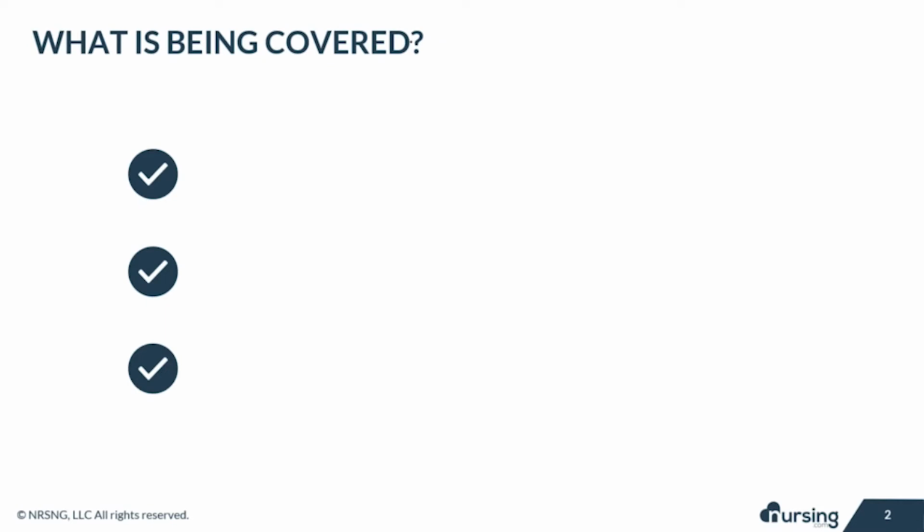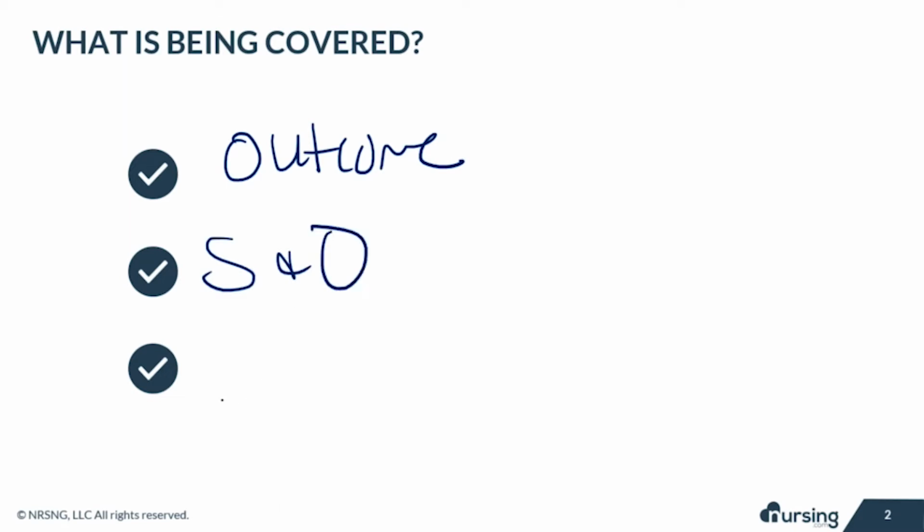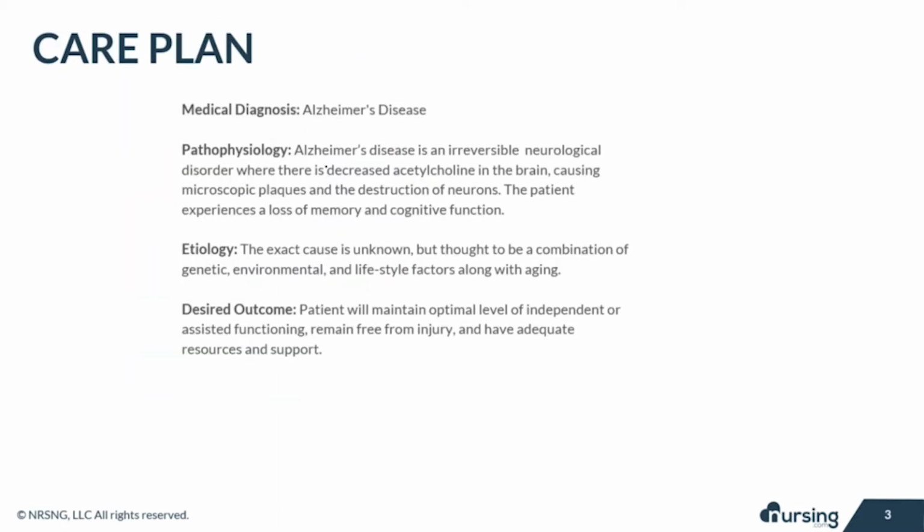Guys, in this care plan, we will explore Alzheimer's disease. So in this Alzheimer's disease care plan, we're going to cover the desired outcome, the subjective and objective data, along with the nursing interventions and rationales. So our medical diagnosis is Alzheimer's disease.